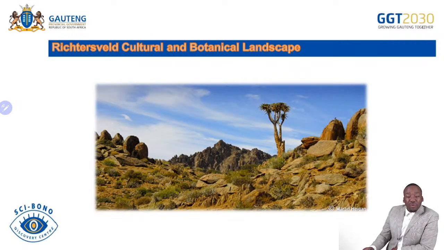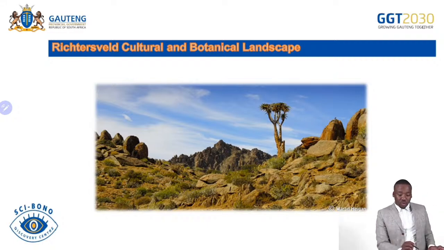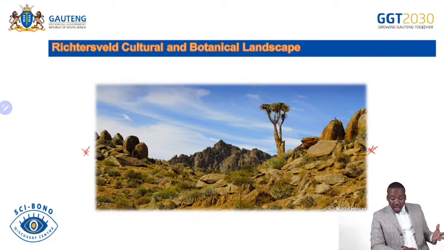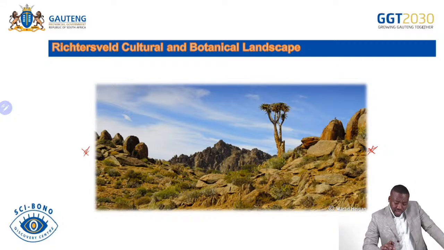Then the second one, we've got the Richtersveld Cultural and Botanical Landscape. Obviously, this one, as you can see, just look at the rock formations or the landscapes. You've got rocks, obviously it's going to be a natural one. Look at the trees, the way they are there. So it is Richtersveld Cultural and Botanical Landscape. Beautiful. That is why this can be regarded a World Heritage Site.